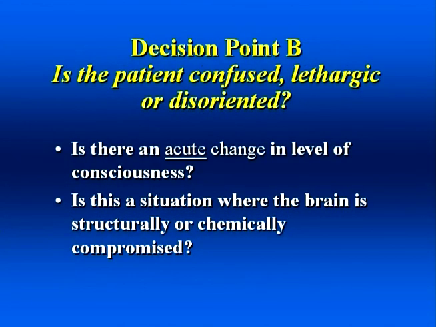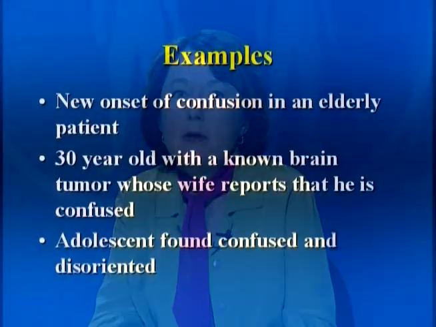Moving on, let's talk about: is this patient confused, lethargic, or disoriented? The triage nurse needs to identify the patient with an acute change in level of consciousness. Is this a situation where the brain is structurally or chemically compromised? The triage nurse has to determine that the patient is physiologically stable and does not require immediate life-saving interventions. Examples of new onset confusion, lethargy, or disorientation.